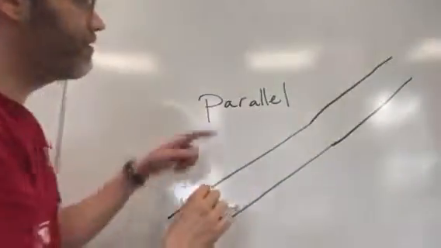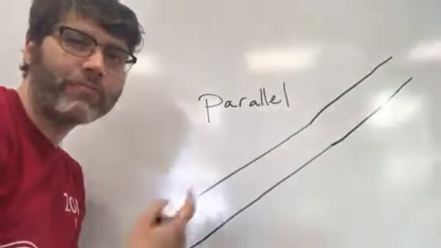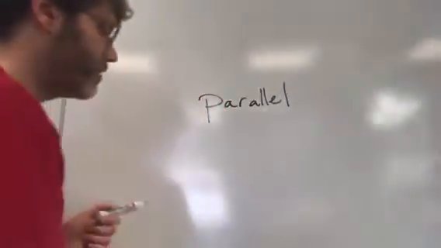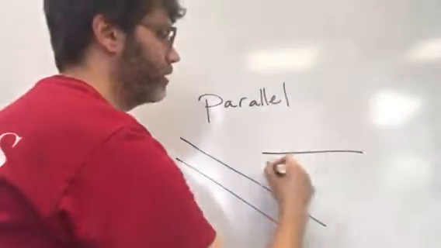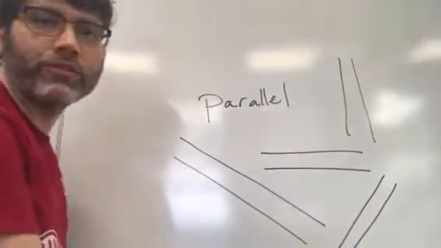I can think of them as being the two L's in parallel. That's how I remember what parallel means. So parallel lines are two lines that never touch. They could be like this. They're never touching. Those are parallel lines. These are all examples of parallel lines.